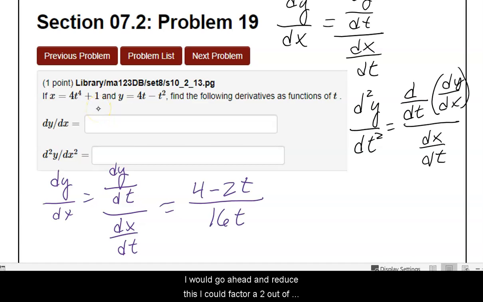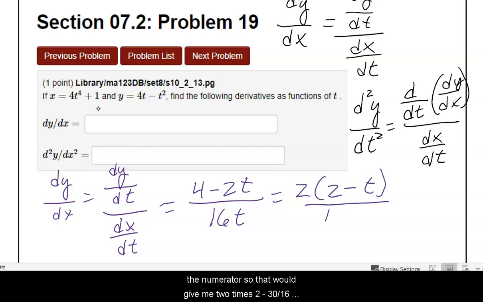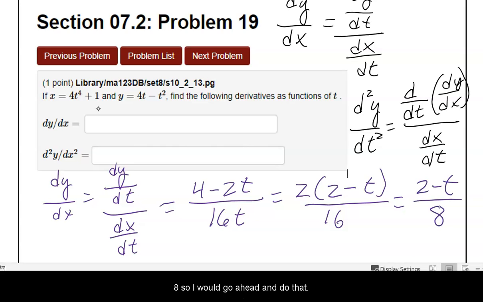Now I would go ahead and reduce this. I could factor a 2 out of the numerator. So that would give me 2 times 2 minus t over 16. And the 2 over 16 would reduce, and I would get 2 minus t over 8. So I would go ahead and do that. And then for the second part, they want us to find the second derivative. So to find the second derivative, we need to take the derivative with respect to t of the first derivative.